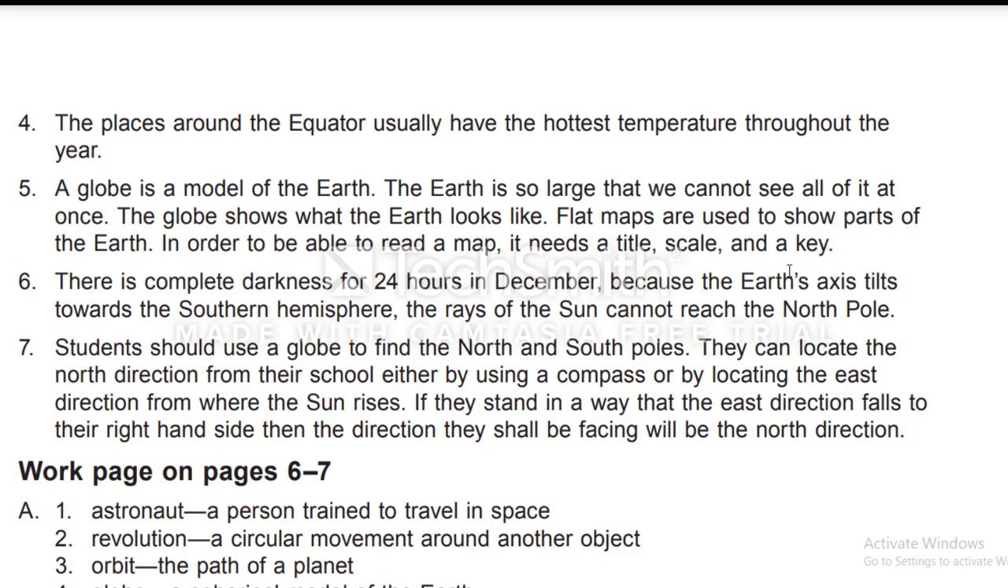Question number 6. Explain why there is complete darkness at the North Pole for 24 hours a day in December. There is complete darkness for 24 hours in December because Earth's axis tilts toward the southern hemisphere. The rays of sun cannot reach the North Pole.